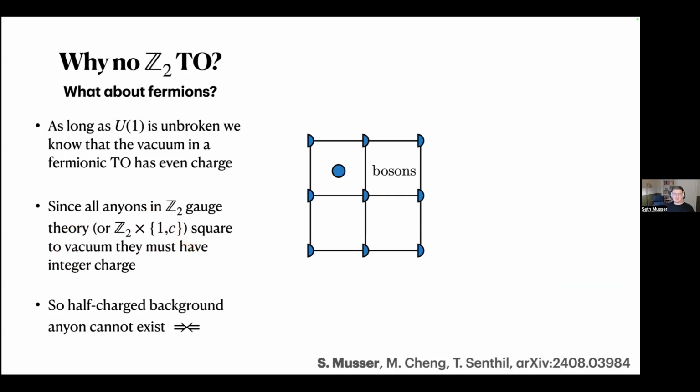All the anyons in Z2 topological order square to the vacuum. That's just the definition of the fusion group of this theory. And if the vacuum has even charge, this means every single anyon in Z2 topological order must have integer charge. And that tells us that a half-charge background anyon can't exist. That's a contradiction to LSMOH, so we know that we can't have Z2 topological order. So we've now kind of gone beyond the quantum spin liquid paradigm, and it's precisely because of this fermion parity.